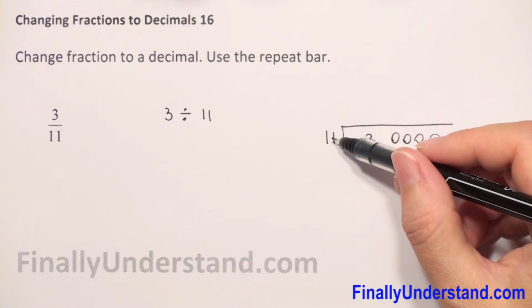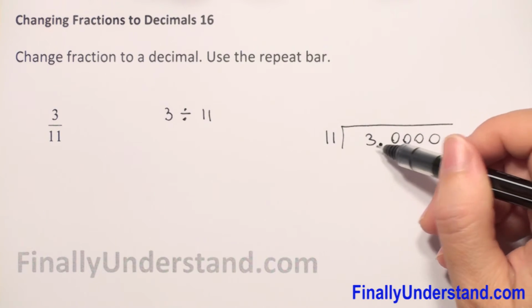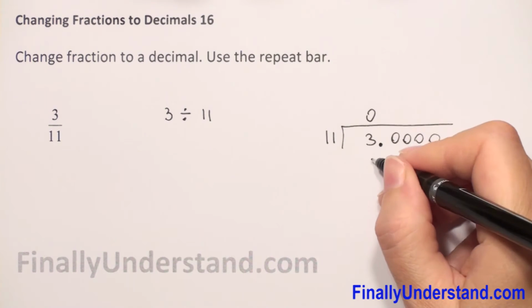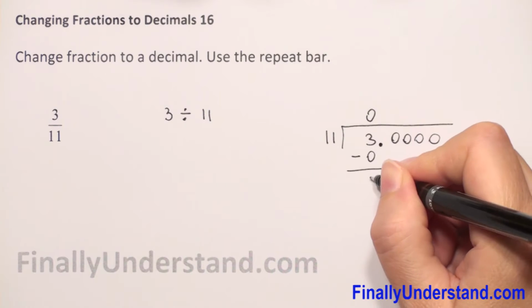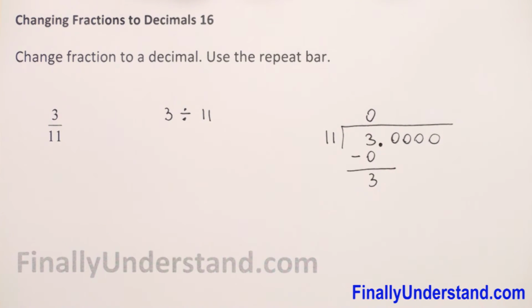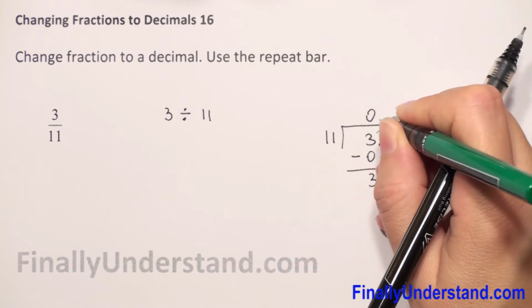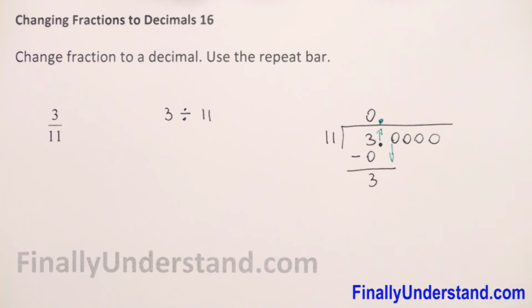How many times can we put 11 into 3? 0. 0 times 11 is 0. Subtraction. 3 minus 0 is 3. What next? We have to bring up the decimal point, exactly in the same column, and take down the next digit.